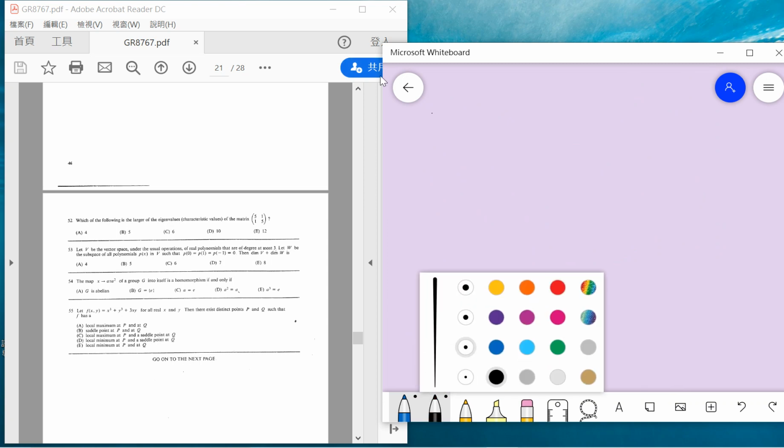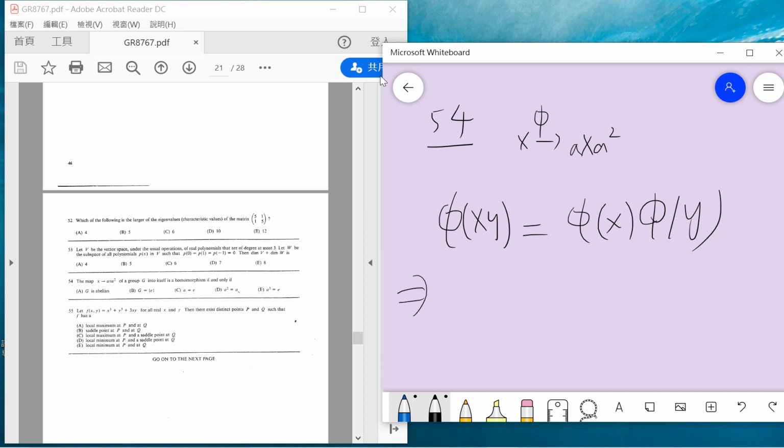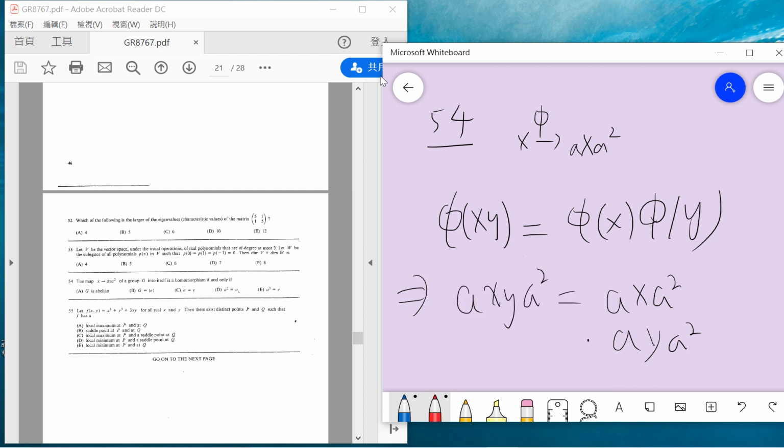Okay, and 54. This is simple. Define f of x to be a x a squared. If I want it to be a homomorphism, I want f of xy equal to f of x times f of y. So this is a xy a squared equal to a x a squared a y a squared. So remember that in a group, every element has its own inverse.